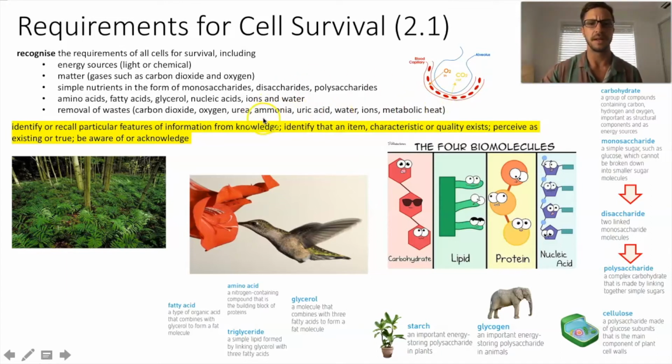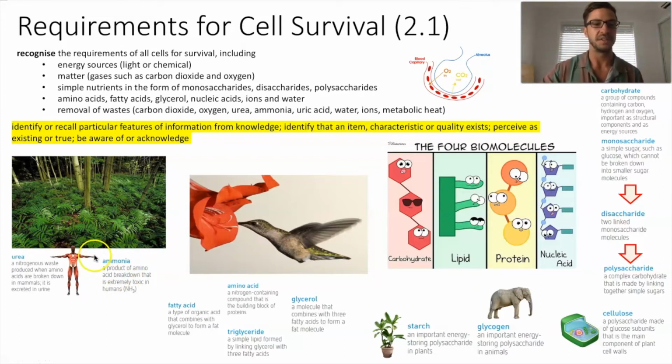But the one I want to speak about a little bit more is this. Ammonia is a byproduct of metabolizing sugars into energy, but it's actually extremely toxic in humans. So we need to do something about that. And what we do is we convert it into a less toxic compound, and that is urea. Urea is then diluted and excreted in urine in mammals. But in other organisms, it's converted into what is called uric acid or uric acid crystals.